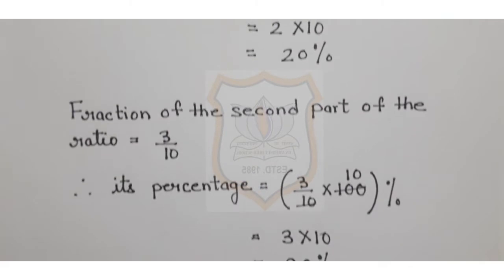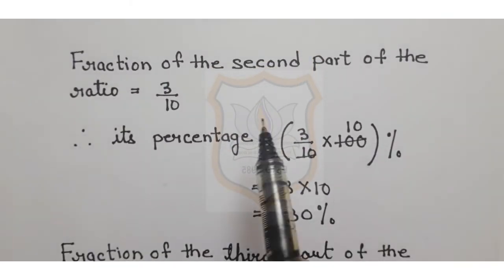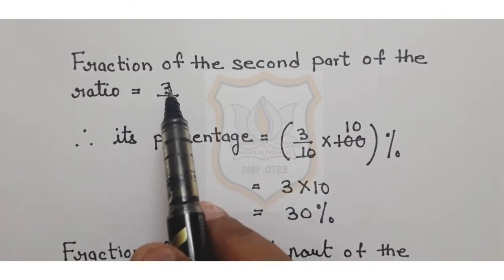Now we will find the fraction of the second part of the ratio, that is 3 upon 10.